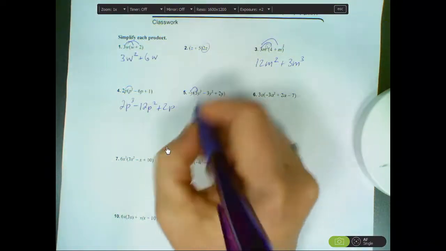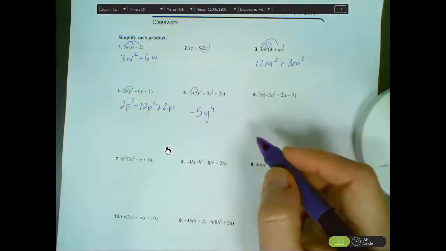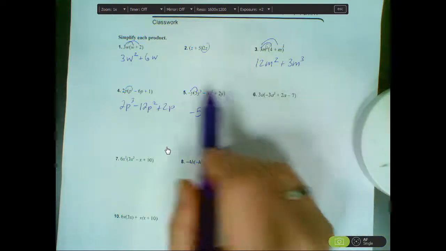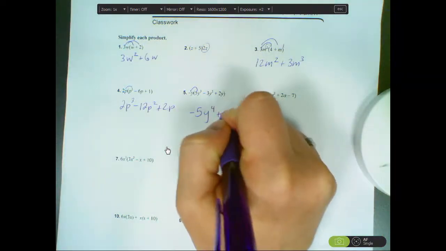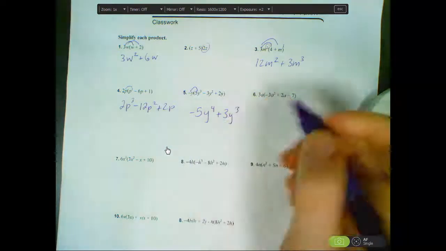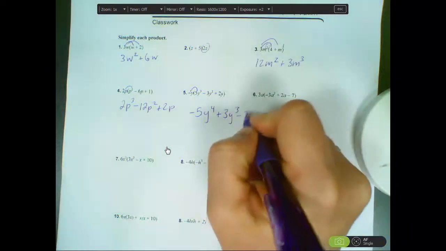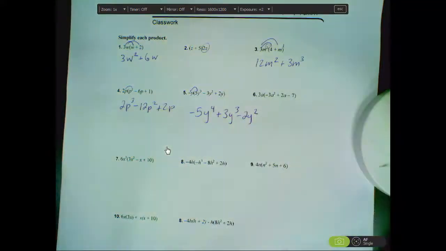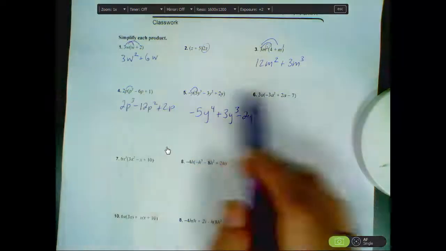Here I have negative 1y times 5y cubed. Well, negative 1 times 5 is negative 5. y times y cubed is y to the 4th. Notice I don't write any signs down. Negative y times negative 3y squared is going to give you a plus 3y cubed. No signs. Negative y times 2y, negative 2y squared. So that's how you multiply a monomial by a polynomial.